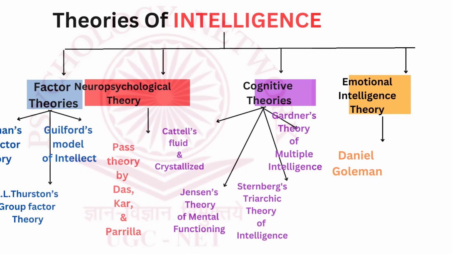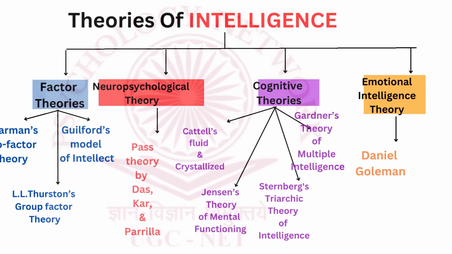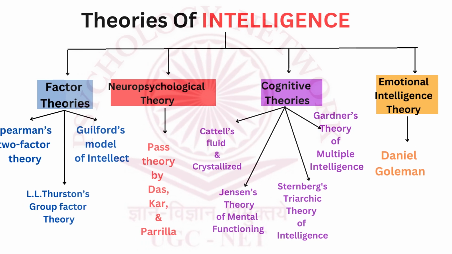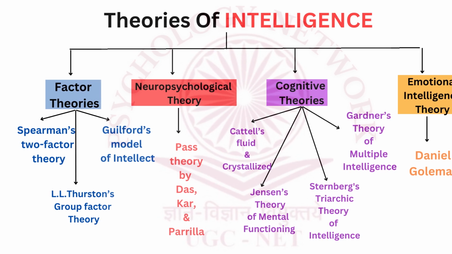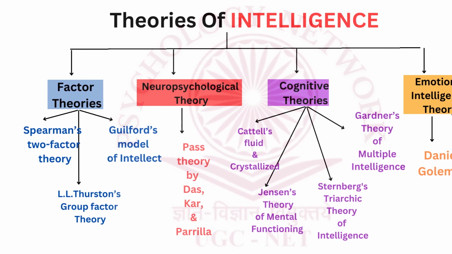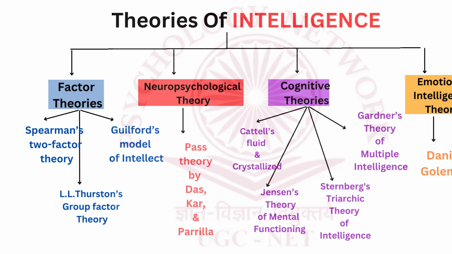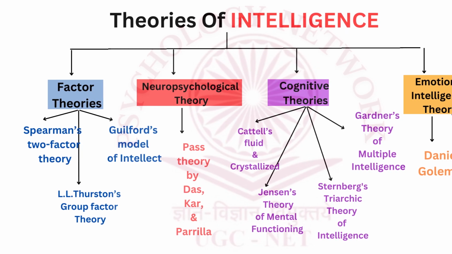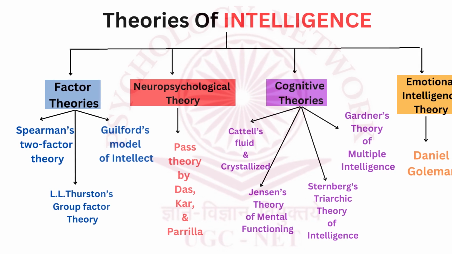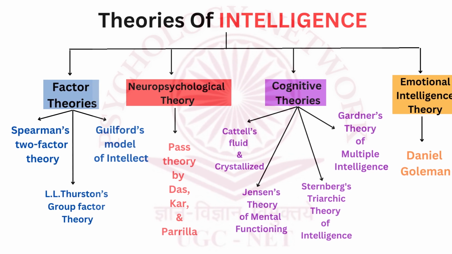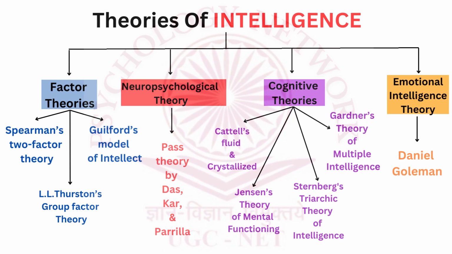Here you can see that I've created a rundown of all the theories of intelligence: the factor theories, neuropsychological theories, cognitive theories, and your emotional intelligence theory. Now, all the theories which you see on the screen right now are something which you have to study for your UGC NET exam. I've already covered all your factor theories. You can check out the videos on that on my channel. I've already covered Jensen's theory of mental functioning, which is one of the cognitive theories. Today also we would be studying another cognitive theory, which is Cattell's fluid and crystallized intelligence.